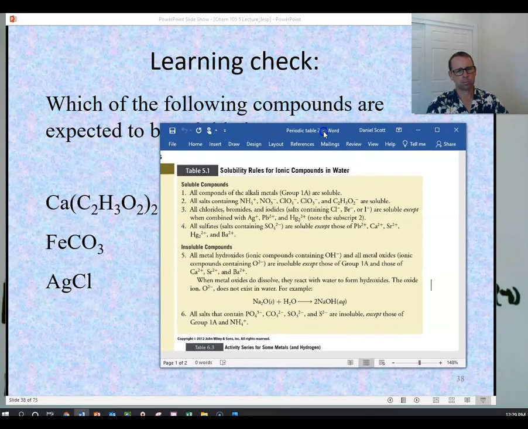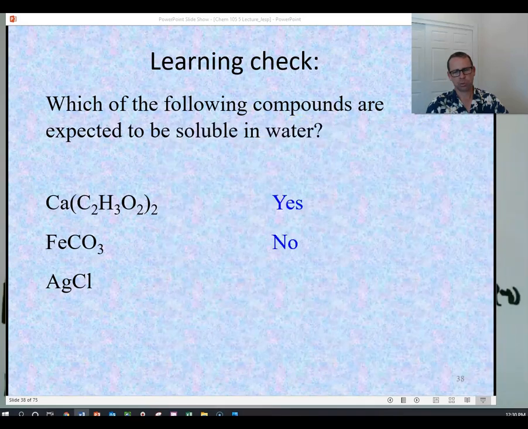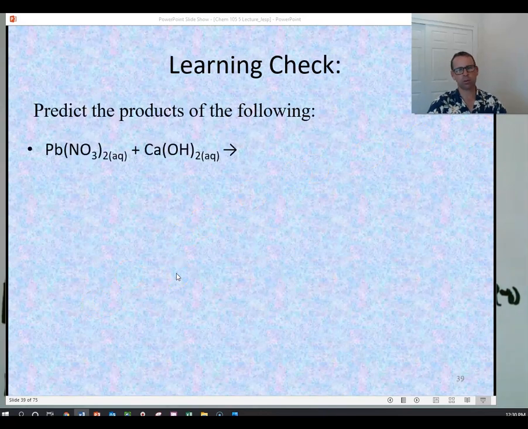Number 3. All chlorides, bromides, and iodides, salts containing chlorine, bromine, or iodine, are soluble except when combined with Ag, lead, silver, lead, and mercury. So insoluble. Very good. Excellent. So you remember how to use the solubility rules. Now, look at the products for this reaction and predict whether a reaction will occur or not.